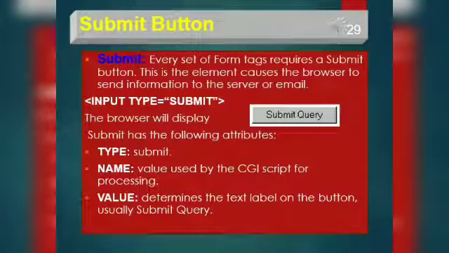The submit button is used in every form to submit. When clicked on submit, the information travels to the server or to the email. The input type is submit, and whatever is typed in the value is what is displayed on the button. For example, here it is written submit query, so submit query is displayed. If I write in my value only submit, then only submit will be there. If I write submit info, then submit info will be printed there.